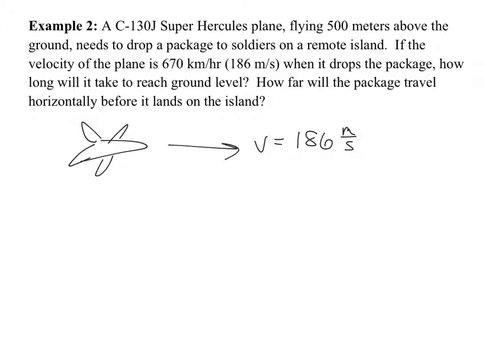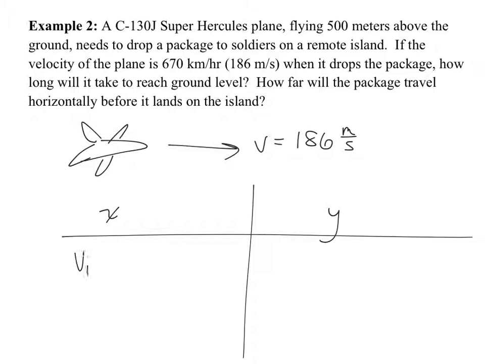Yeah, absolutely. Okay, with that said, the package that's being dropped, because of basic laws of physics, is moving at 186 meters per second also. If the plane is moving that fast, so is the package. So when the person drops the package, it's got some horizontal velocity of 186 meters per second. So when we're looking at our diagrams and our xy, we can automatically say that Vix is going to equal 186 meters per second.